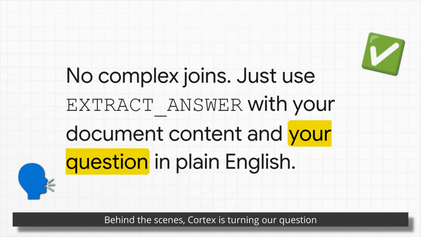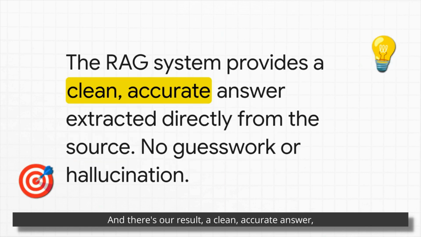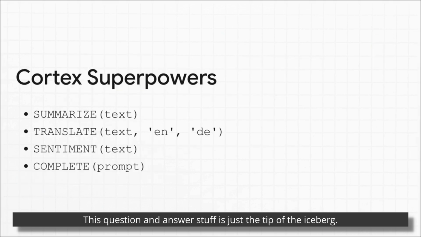Behind the scenes, Cortex is turning our question into a vector, finding the most similar text chunks in our table, and then generating the answer. And there's our result, a clean, accurate answer, pulled directly from the source document. No guesswork, no making stuff up. That right there is the power of combining retrieval with generation. It's awesome. But wait, there's more. This question and answer stuff is just the tip of the iceberg. With Cortex, you can summarize a 50-page report, translate customer feedback from German to English, or check the sentiment of thousands of reviews, all with a single simple SQL function.